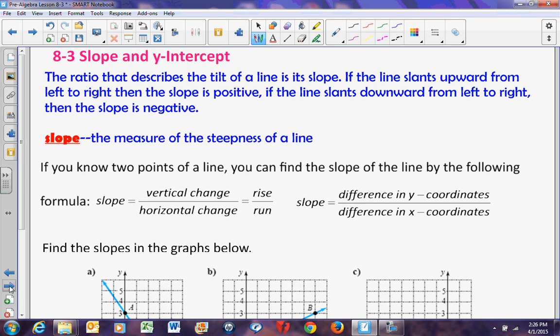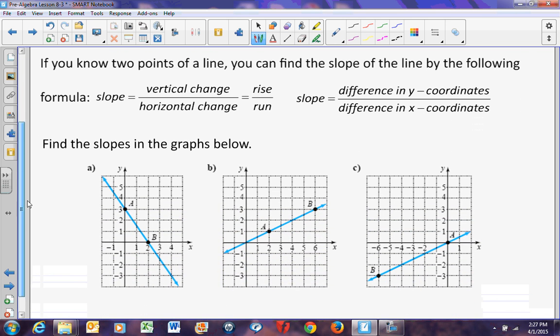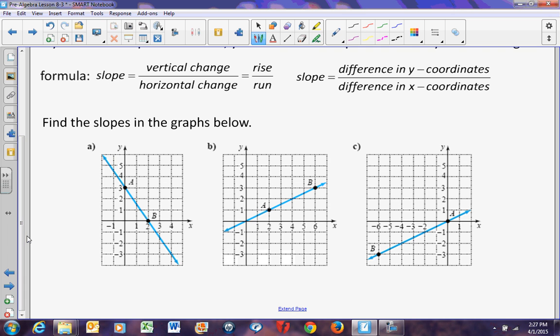Slope is the measure of the steepness of a line. You can find the slope in many different ways. If you know 2 points of a line, you can find the slope of the line by following the following formula: the change in your vertical divided by the change in your horizontal, sometimes referred to as rise over run. The difference in your y coordinates over the difference in your x coordinates. We're going to find the slope in several different ways. Let's take a look at these 3 graphs. We're going to find the slope between these 3 graphs.